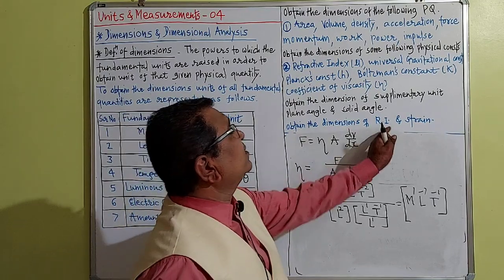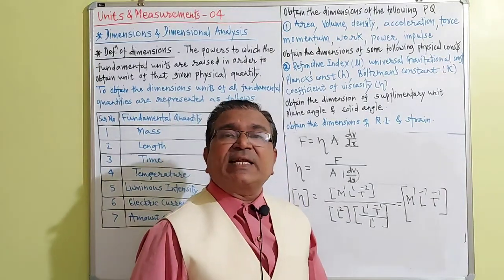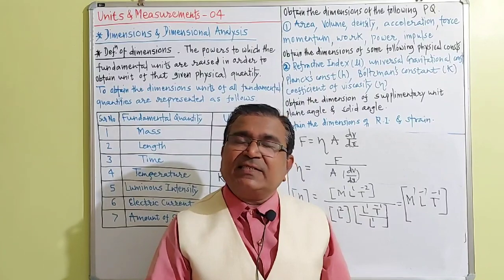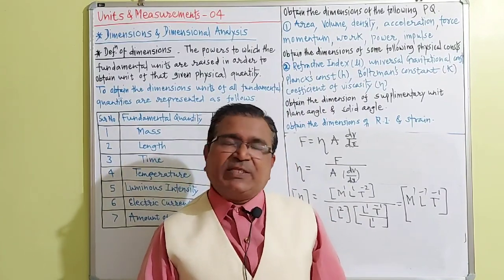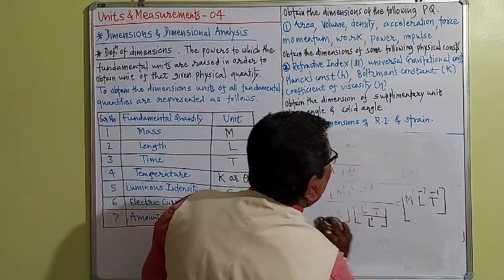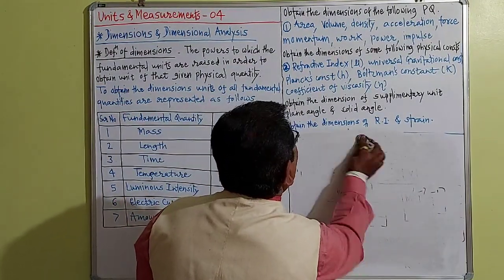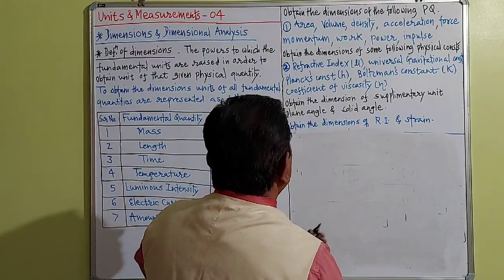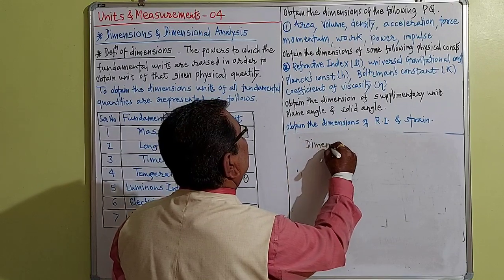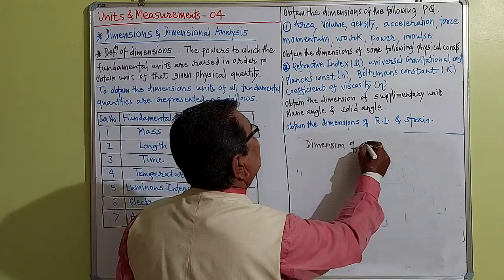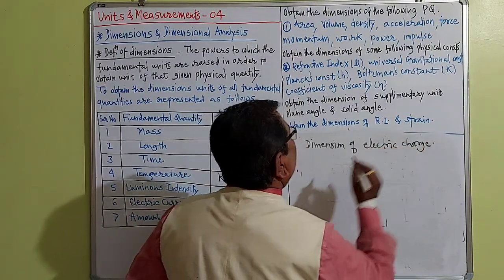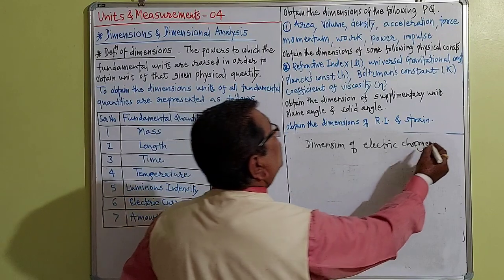Then obtain the dimension of refractive index and strain, which we have already learned. Refractive index and strain, these two physical quantities are unitless as well as dimensionless. Then we will see the dimension of electric charge, Q.